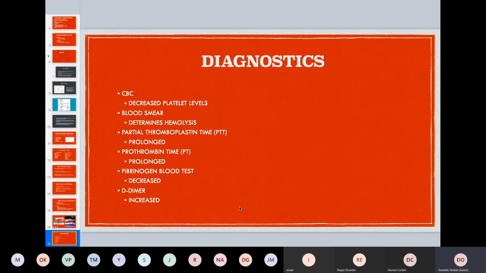For diagnostics, we're going to see decreased platelet levels on the CBC, a blood smear, which will determine the destruction of red blood cells, prolonged PT and PTT, decreased fibrinogen on blood tests, and an increased D-dimer.